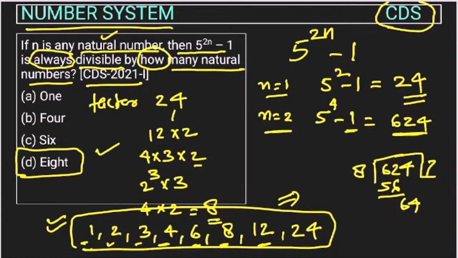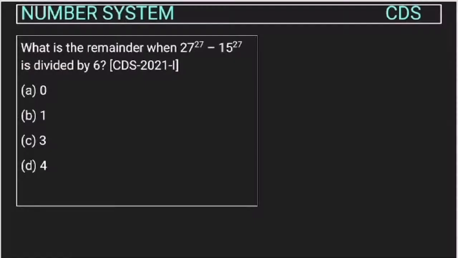This is a good question. Now let's see this question from the number system chapter asked by UPSC in the CDS exam conducted in 2021. So what is the remainder when 27 to the power 27 minus 15 to the power 27 is divided by 6, right?